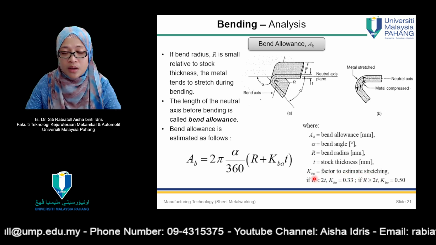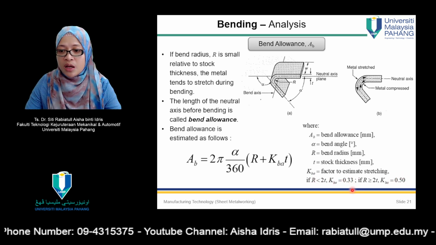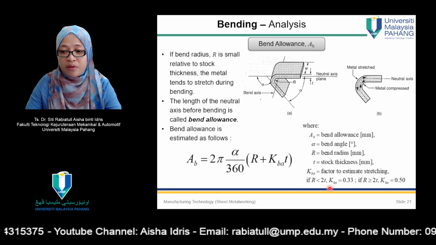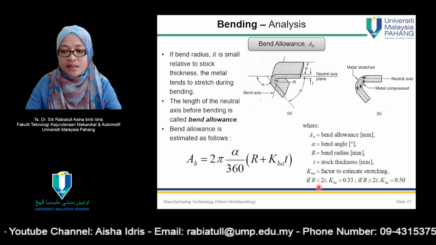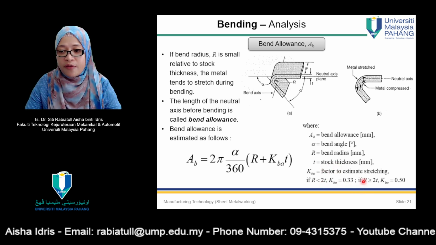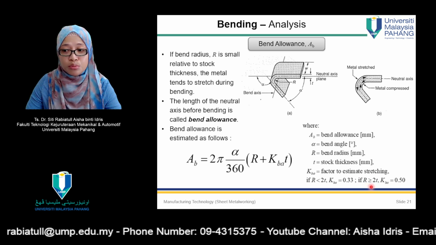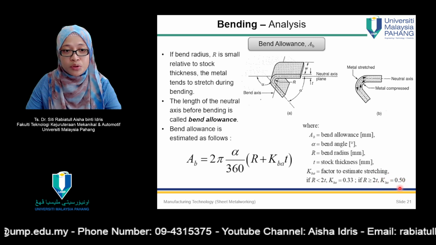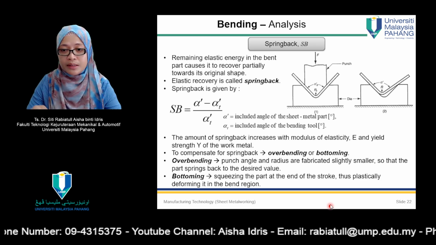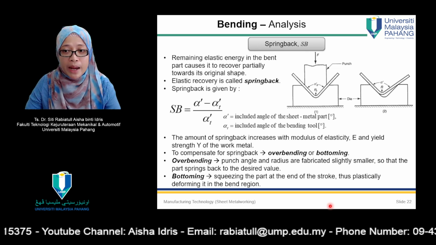So for KBA, there are two values over here, which are 0.33 and 0.5. For example, we can use KBA equals 0.3 if the value of bend radius is lesser than 2t, 2 times t, where t is the stock thickness. And if the R value, the bend radius, is larger than or equal to 2t, then you need to use KBA equals 0.5. Afterwards, we're going to do an example together to make you understand better how to use the formula.